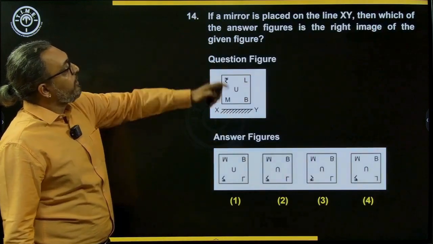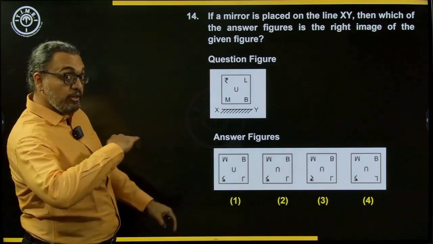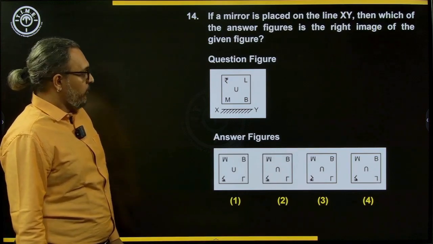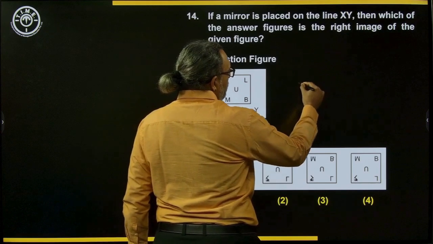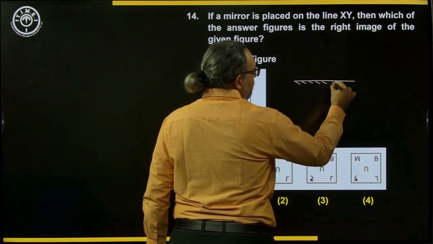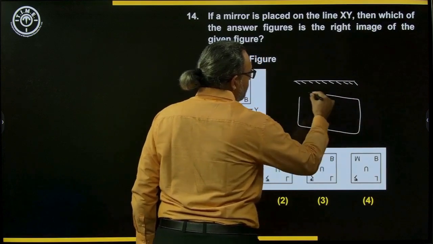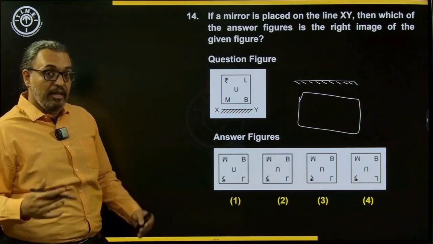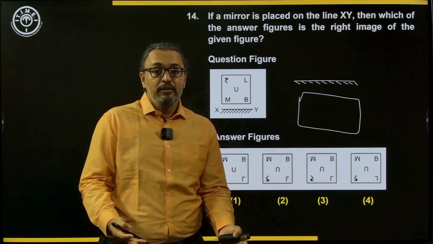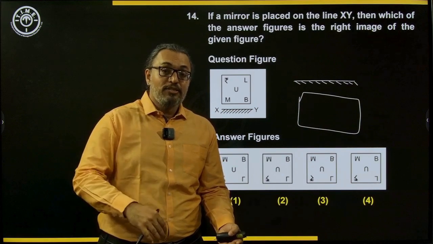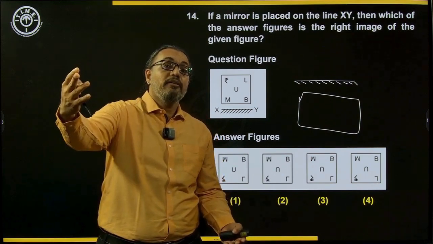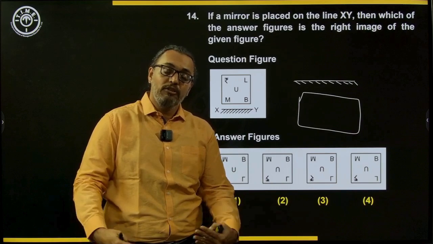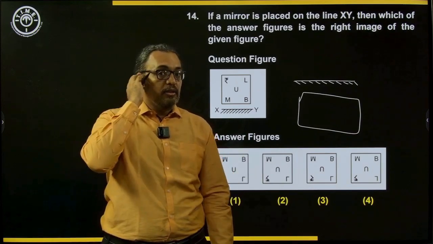Next. Then if a mirror is placed on the line XY, see now horizontal. Then which of the answer figures is the right image of the given figure? Okay. So now the mirror is like this. So what will I get? Now the right will be right, the left will be left. Top becomes bottom, bottom becomes top. Like, see, when you see yourself in the water, what happens? Your legs will look at the top and your head will be farther away. Correct? So whichever is closer to the reflection will be closer always, whether it is mirror or water reflection.